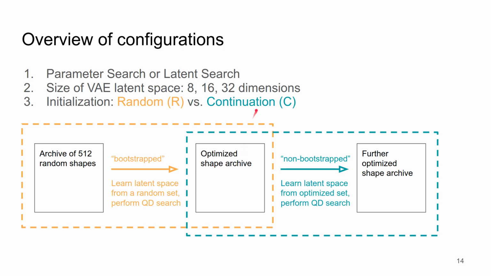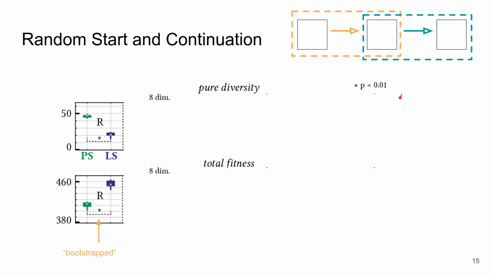And we have a continuation case in blue, which is non-bootstrapped, so we mimic the availability of known well-working examples in some domain. We learn the latent space based on this optimized set, perform QD search, and produce another further optimized shape archive. So let's look at the results.